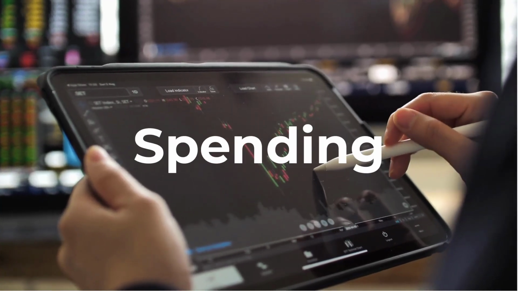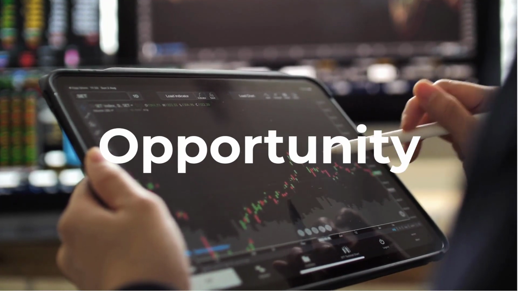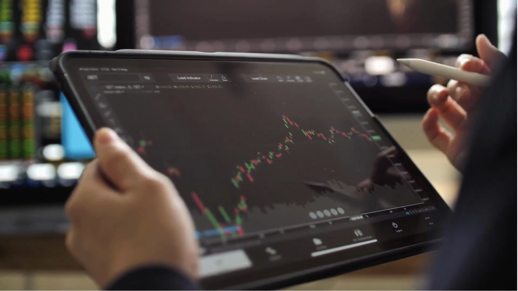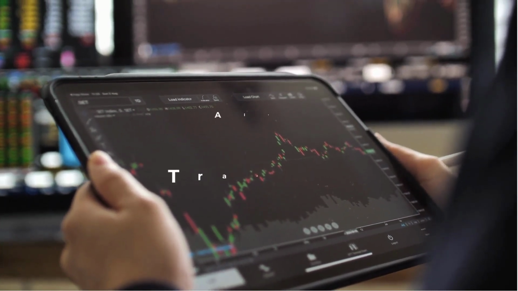Are you tired of spending hours analyzing charts and waiting for the perfect opportunity to enter or exit the market? Do you want to take your trading to the next level? Then you need to learn about algo trading.